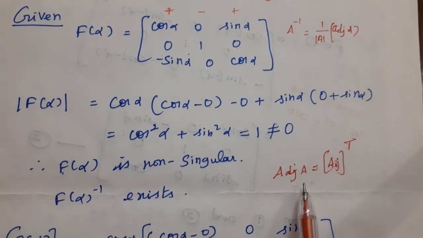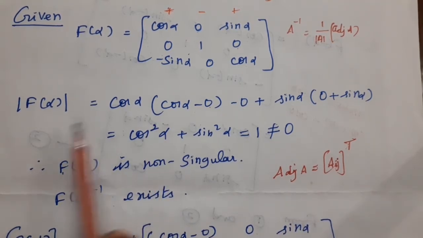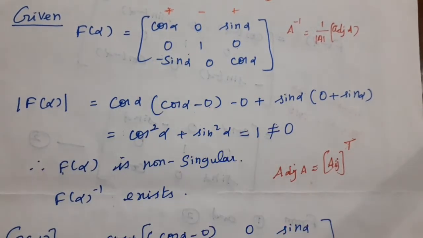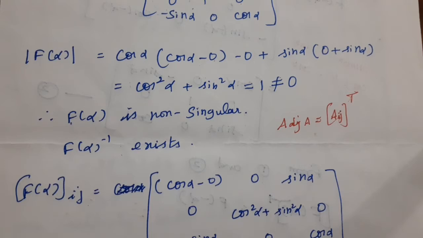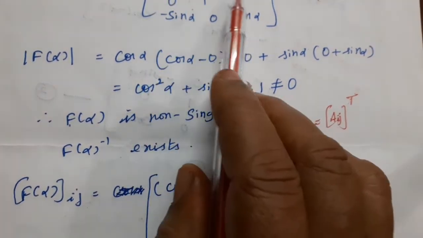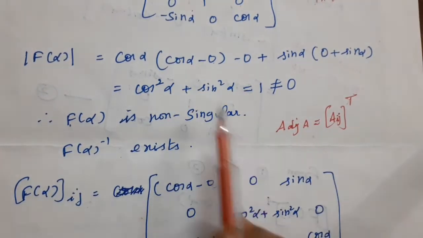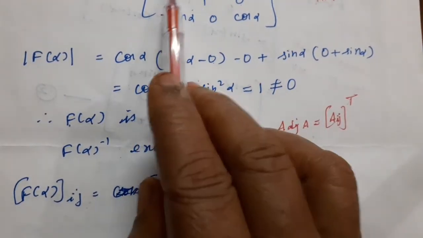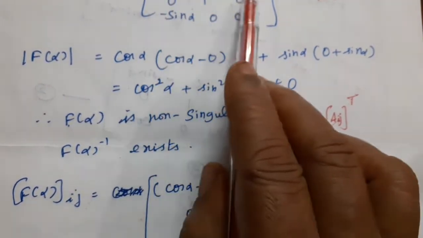Now find the adjoint of A. For the determinant of A, you leave that row and column and find it. Next, adjoint of A is the transpose of Aij. Instead of A we have f of alpha, so the cofactors of f of alpha. Now find the adjoint of f of alpha. See, leave that row and column, with signs plus, minus, plus. So leave that row as well as column.